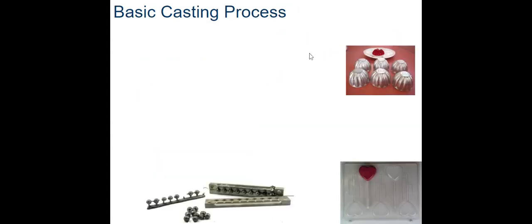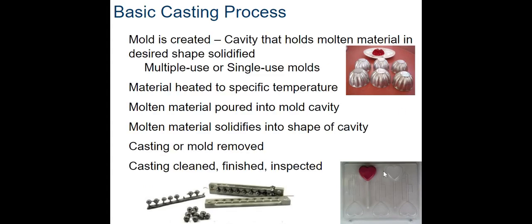There's also a basic casting process, very similar to these chocolate molds or these jello molds that you can kind of see here. You've created a mold, such as these chocolate molds or these jello molds. Some of you may have cake molds at home that are very similar to that. A mold is a cavity that holds the molten material into a shape.